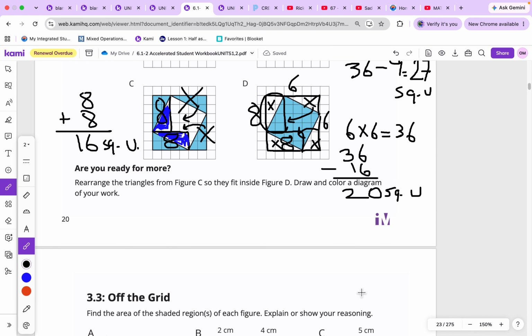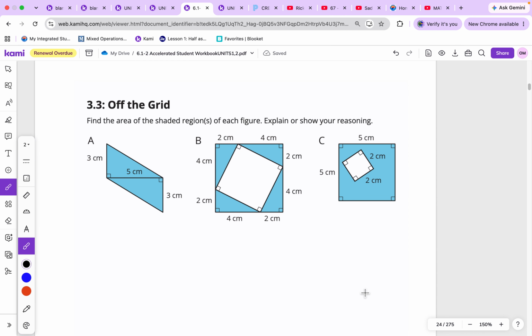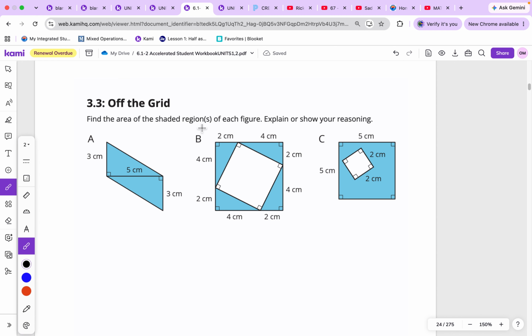Okay, the next section is 3.3. Find the area of the shaded region or regions of each figure. Here, I would flip this triangle over to the top. Just flip it over to the top, so it's here. Now this piece is gone. It's up here, and it's a rectangle. So it's a 3 by 5. Length of 5, width of 3. I would multiply those and get 15 centimeters squared.